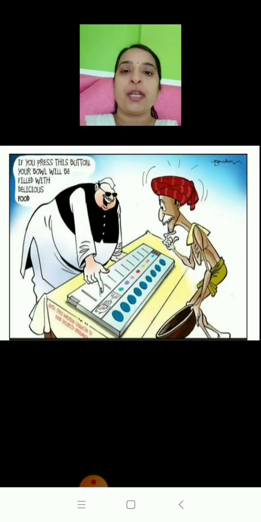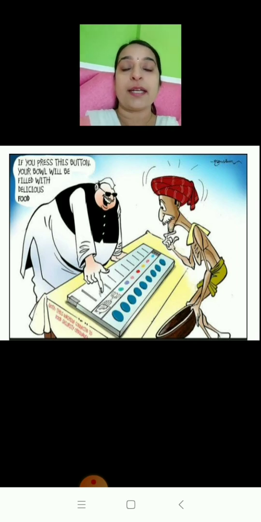Just see here. If you press this button, your bowl will be filled with delicious food. Now children, suppose he is a very poor person, right? See from his condition, he is illiterate, he does not have any education also, right? So just see how this candidate is trying to bribe him by saying that I will give you food. So you press this button.